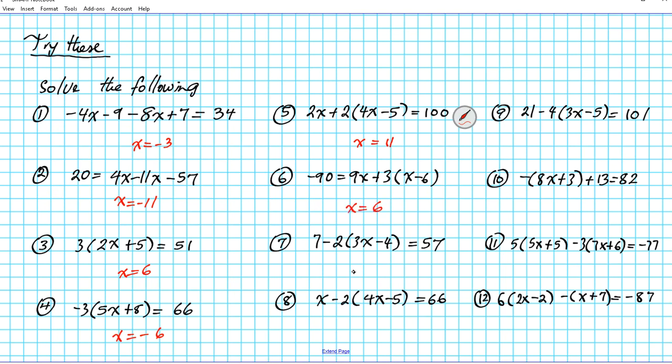Number 7, x equals negative 7. Number 8, x equals negative 8. Number 9, x equals negative 5. Number 10, x equals negative 9. Number 11, x equals negative 21. And then number 12, x equals negative 6.